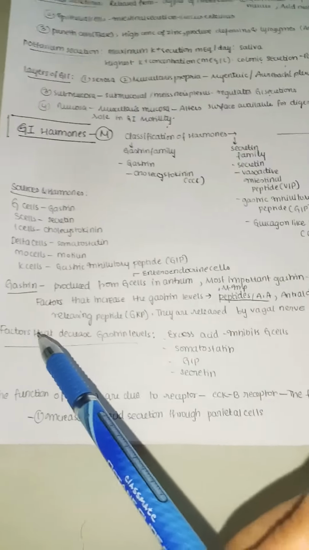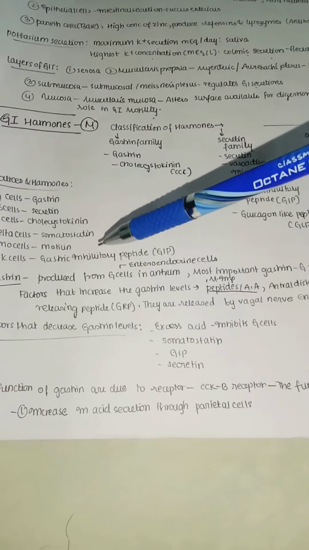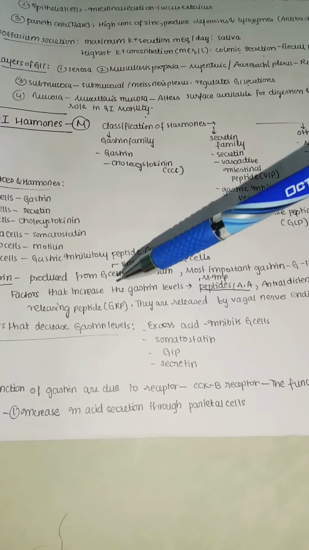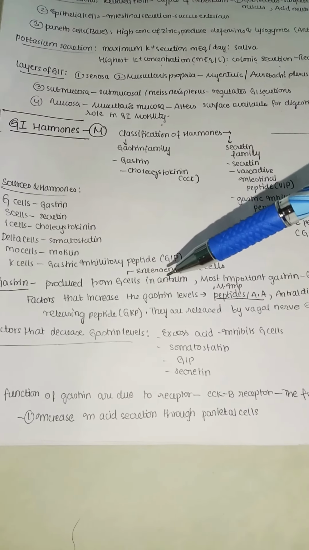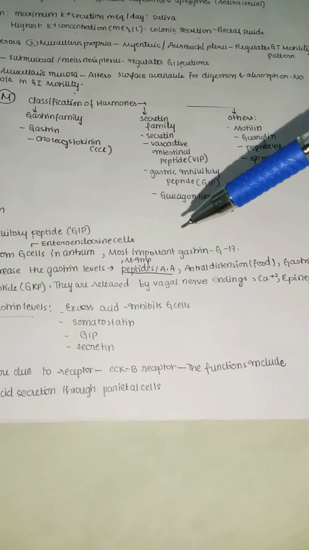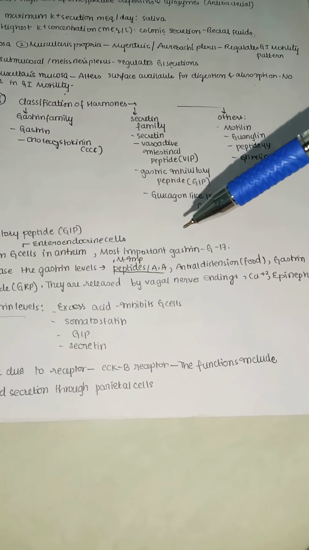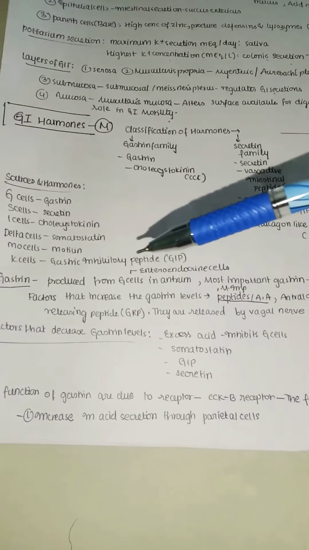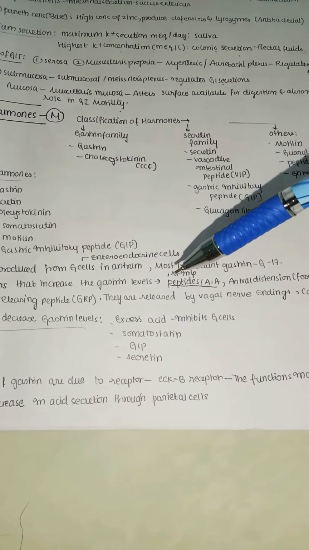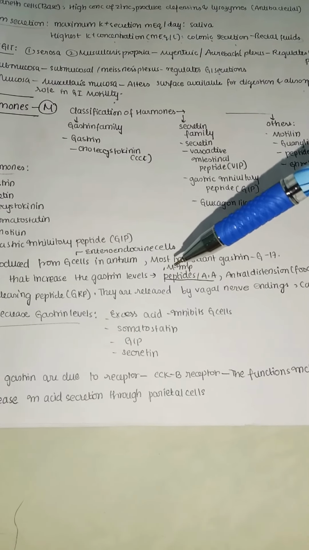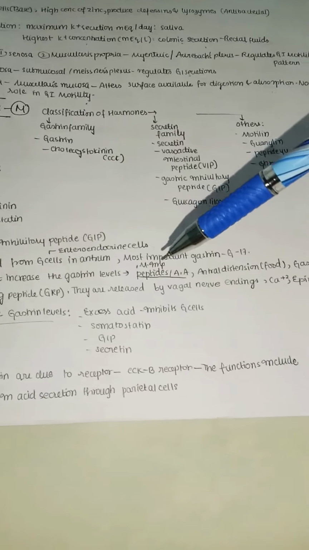So next we'll see gastrin in detail. Gastrin is produced from the G cells. These G cells, S cells, all these source cells are called enteroendocrine cells, and the G cells are present in the antrum. From this antrum gastrin is produced. The most important circulating form of gastrin is G17. And the factors that increase the gastrin levels, the most important ones are peptides and amino acids. So if there are more, then it increases the gastrin levels.